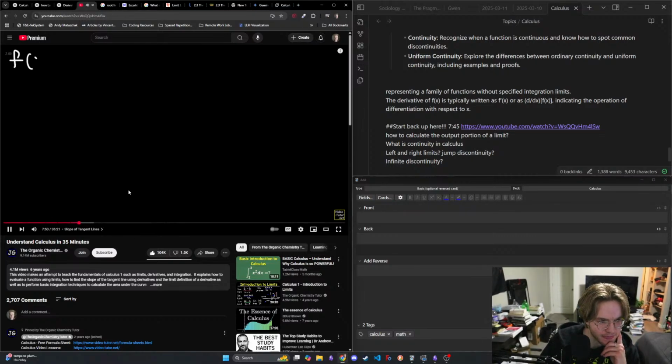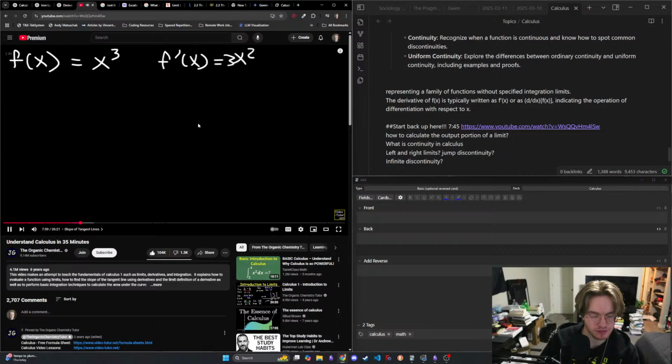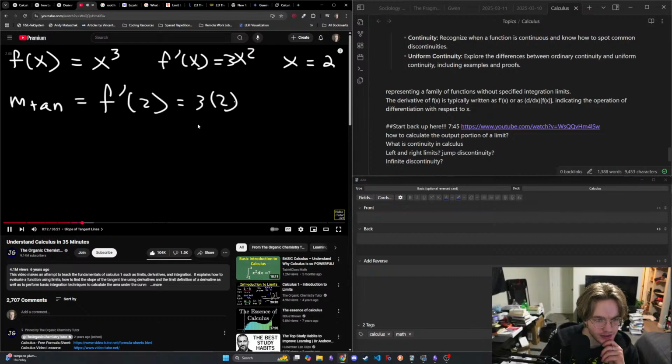Now let's say that f of x is x cubed. Using the power rule, the first derivative is 3x squared. So let's say we wanted to calculate the slope of the tangent line when x is equal to 2. The slope of the tangent line is going to be f prime of 2, which is 3 times 2 squared, so it's 12.